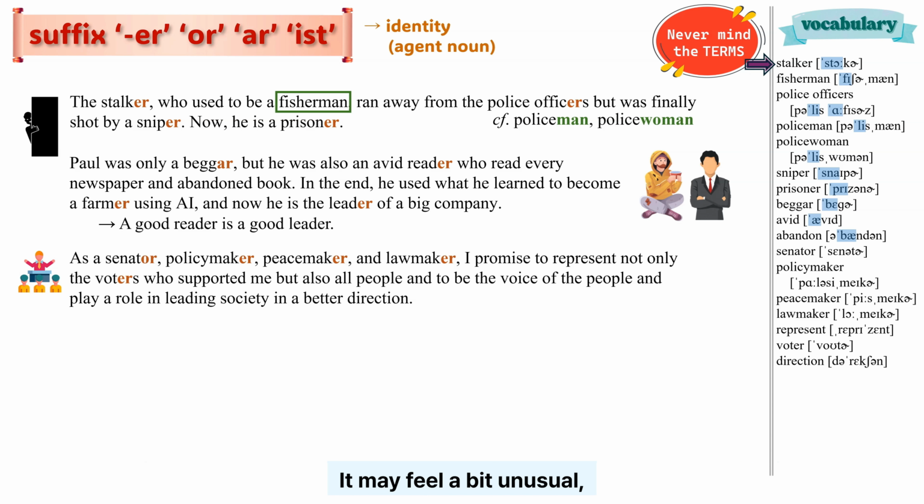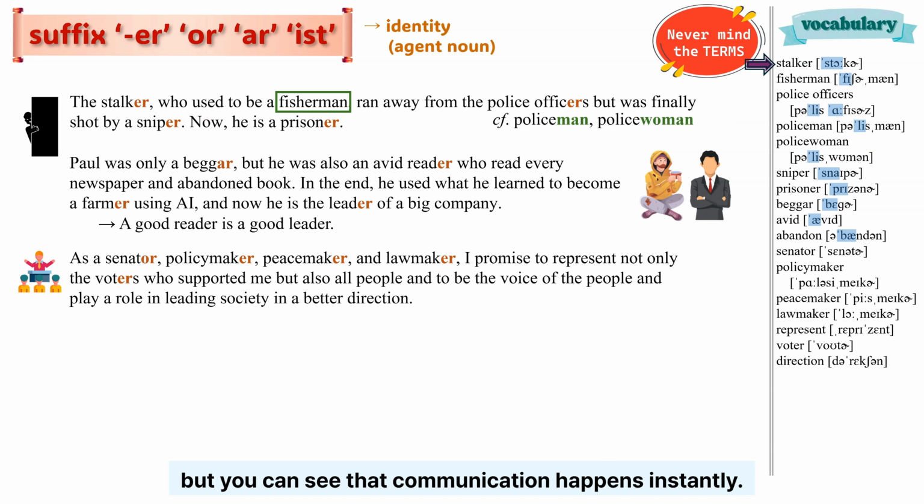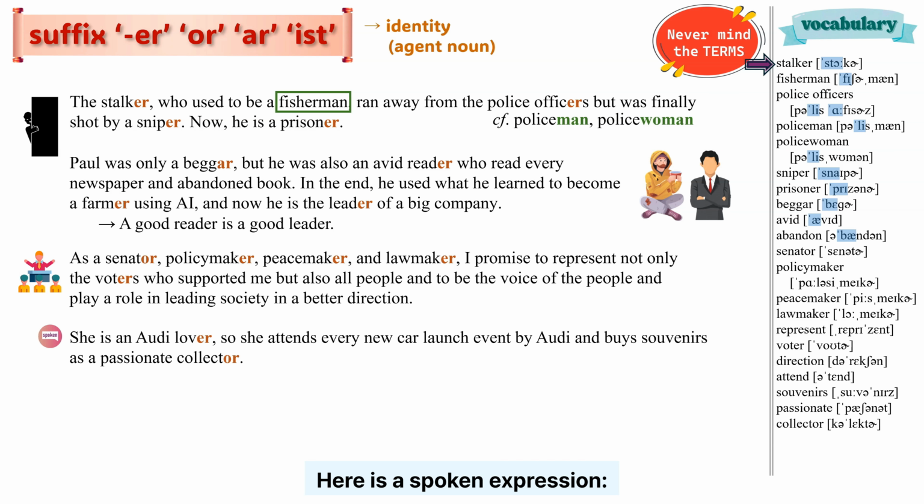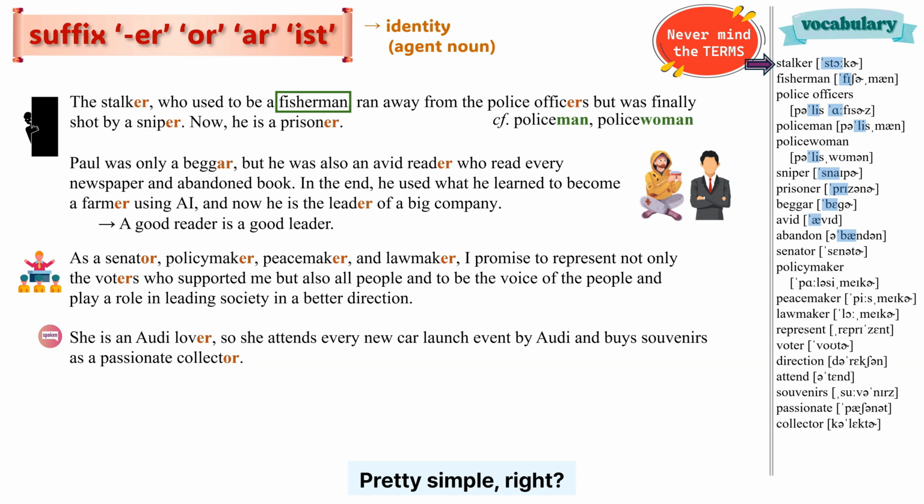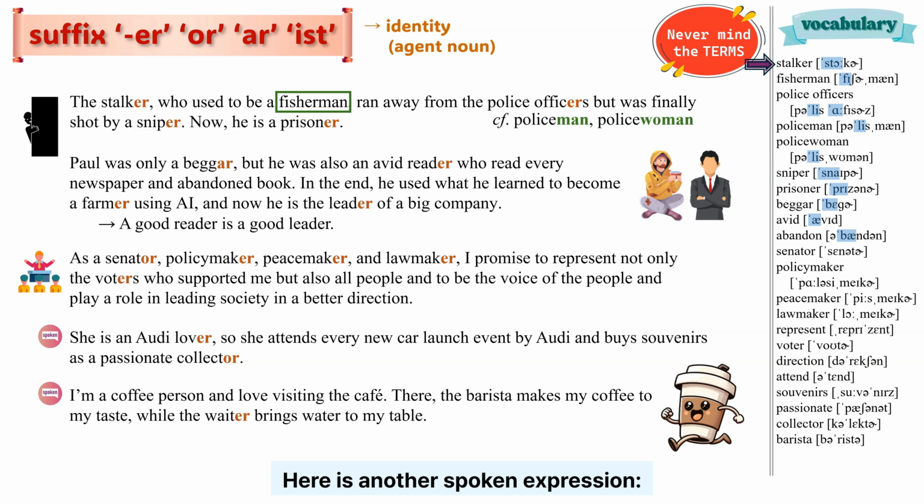It may feel a bit unusual, but you can see that communication happens instantly. Only a few words are difficult. Here is a spoken expression. That woman really loves Audi. She attends every new car launch event that Audi holds. She also buys souvenirs because she is a passionate collector, meaning she collects with energy. Pretty simple, right? Here is another spoken expression.